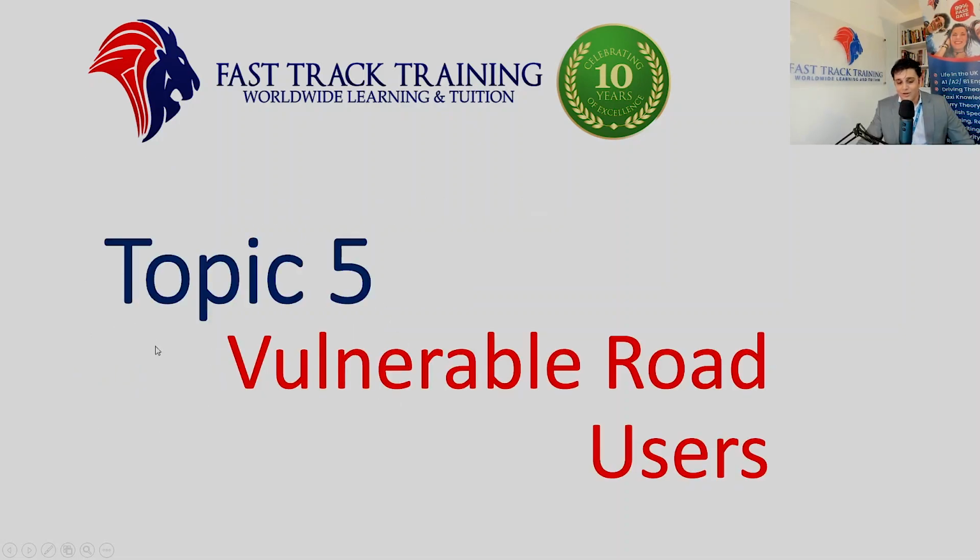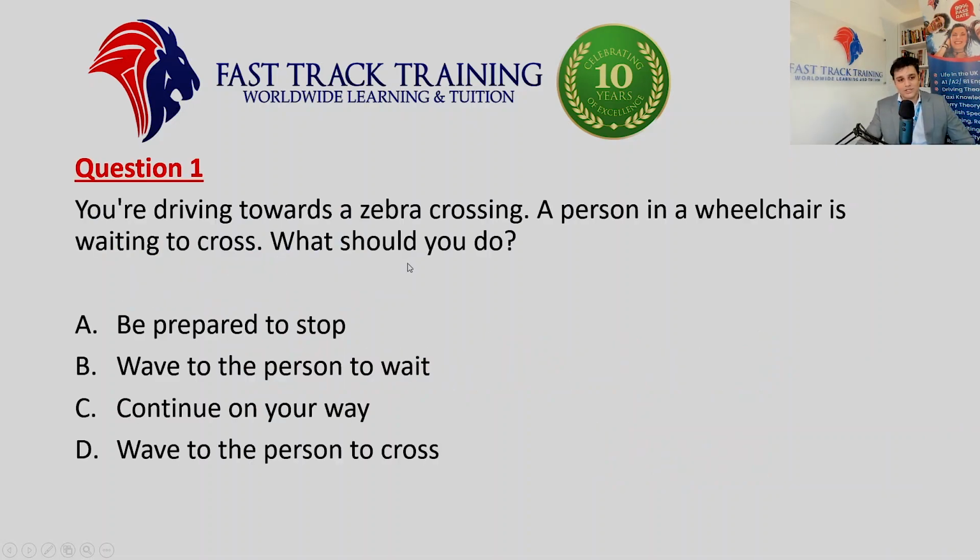All right, guys, we're at topic number 5, vulnerable road users. Let's keep this up. This is going to go through the entire, it's like an overview of the driving theory test. You're driving towards a zebra crossing. A person in a wheelchair is waiting to cross. What should you do? Be prepared to stop, wave to the person to wait, continue on your way, wave to the person to cross. So the correct answer here is be prepared to stop.